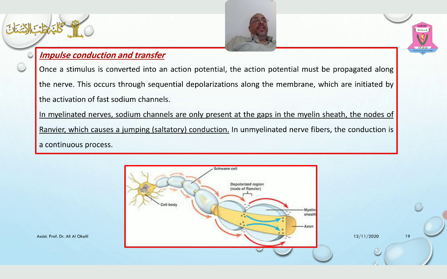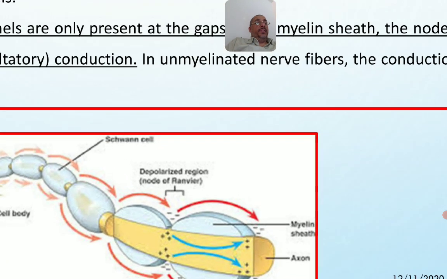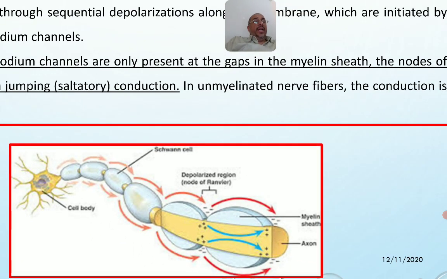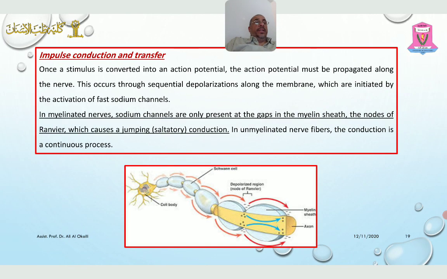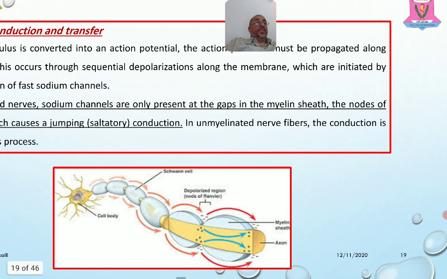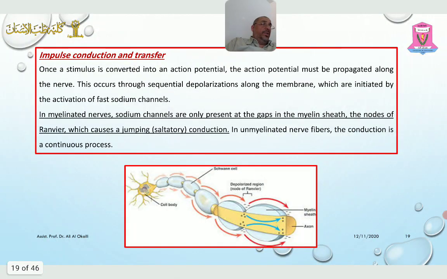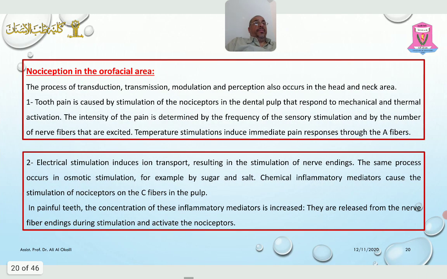In myelinated nerve fiber, the sodium channels are only present in the gaps اللي هي node of Ranvier. That's why لهذا الاختلاف اللي قلناه مثل ما قالوا بعض زملائكم حيكون نقل الإعاز العصبي jumping or saltatory conduction, while in the unmyelinated nerve fibers the conduction is a continuous process ينتقل along the nerve fiber itself.